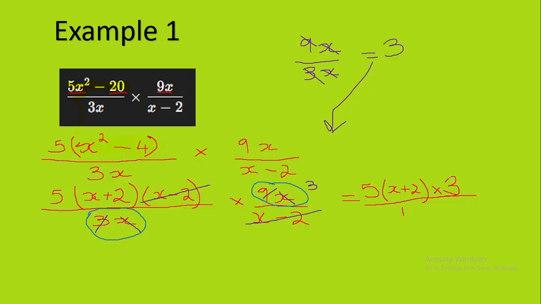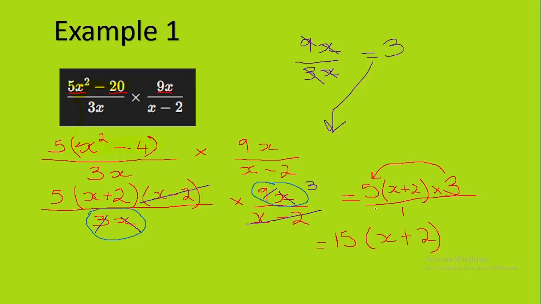So all we have to do is simplify a bit further so we can have a more refined answer. We can multiply the 3 by the 5 to get our final answer. So 3 times 5 is 15. So we have 15, and we have the numbers in brackets, that would just be x plus 2. And that will be our final answer.